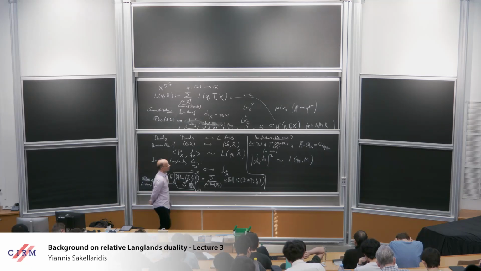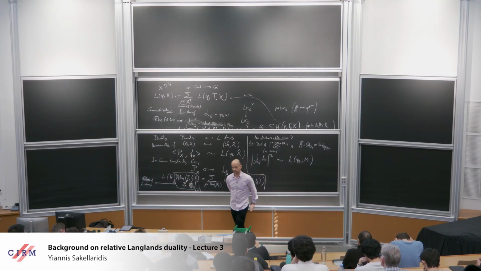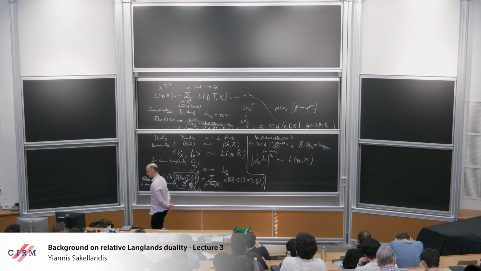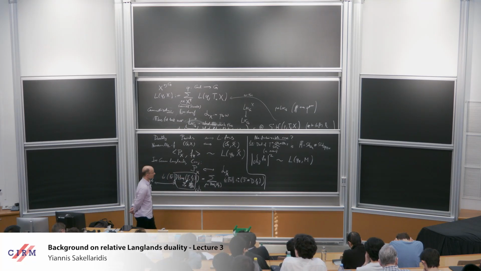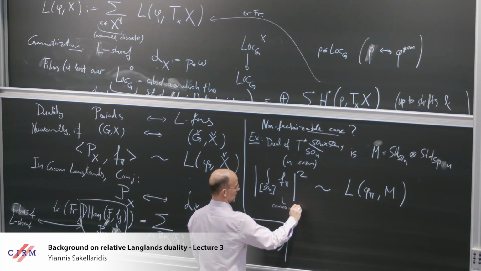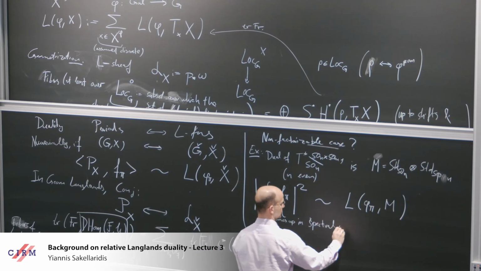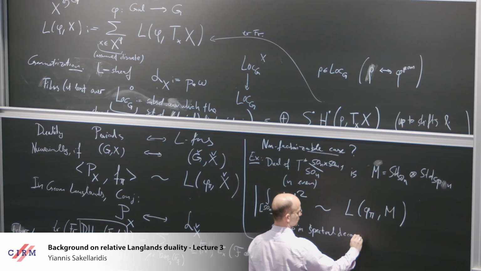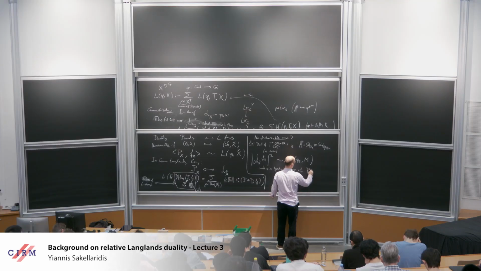But we have no conjectural formula for the period itself. Okay. Now, where does the period square come up? The period square comes up in the spectral decomposition of the relative trace formula.